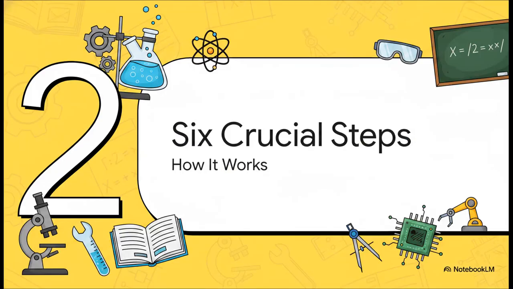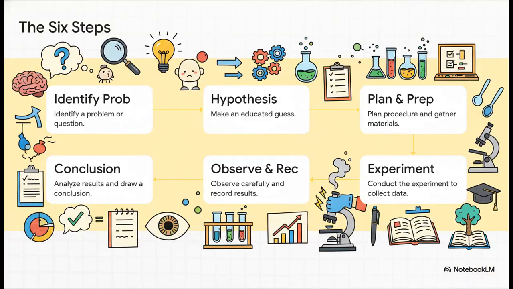Moving right along to Module 2, the 6 crucial steps, how it works. So, here is the logical progression you're actually going to guide your students through. It all starts with the spark of curiosity. Step 1, identifying a problem or question. That naturally leads us to Step 2, formulating a hypothesis, which is basically making an educated guess about what's going to happen. Next comes the preparation in Step 3, planning the experiment.